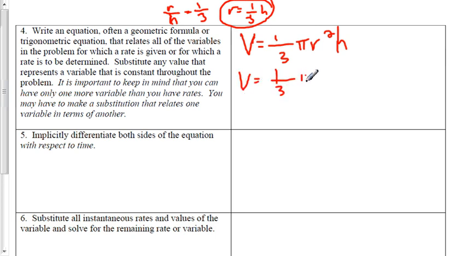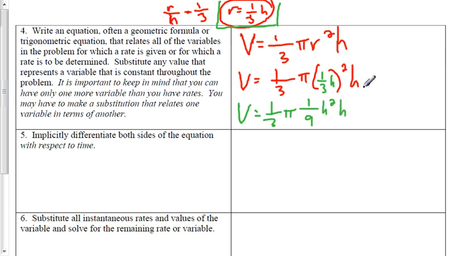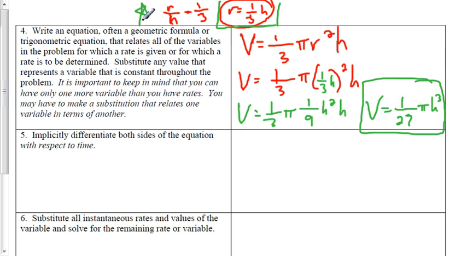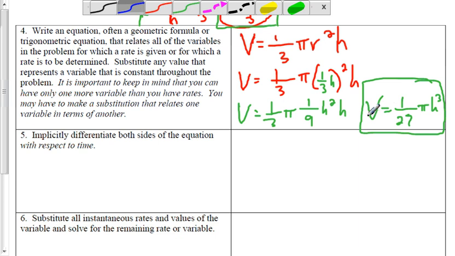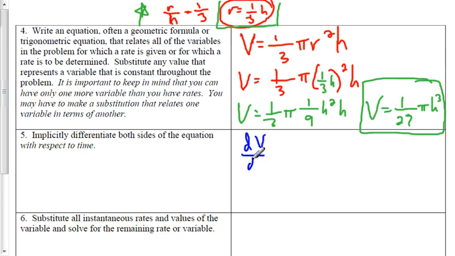So volume equals 1/3 pi r squared h. Every place I see a radius, I'm going to substitute in 1/3 height. So volume equals 1/3 pi times 1/9 h squared times h. So all we're doing is relating this, putting it all in terms of height, volume in terms of height. 1/27 pi h cubed. And again, that's all from our relationship between the radius and the height. Okay, so now we want to implicitly differentiate. Derivative of V is just 1. So dV/dt.